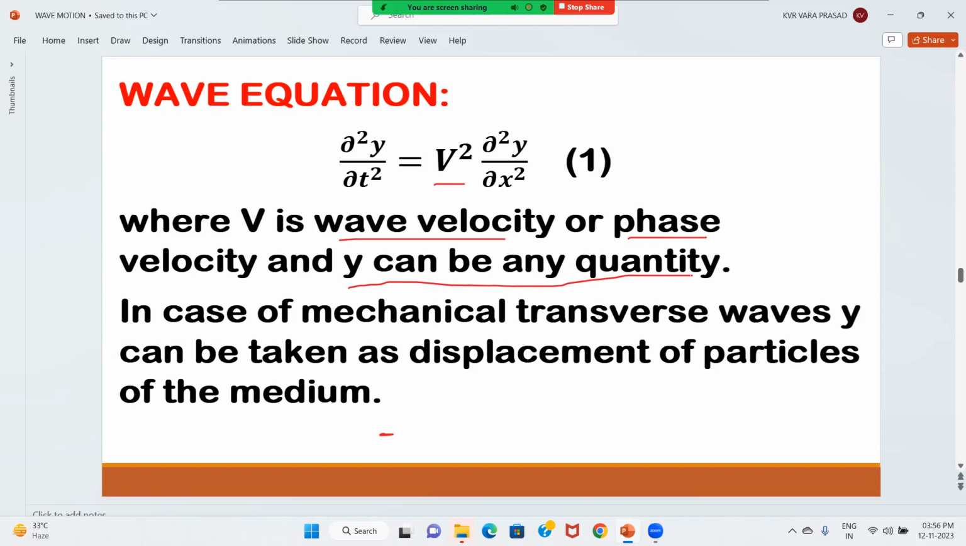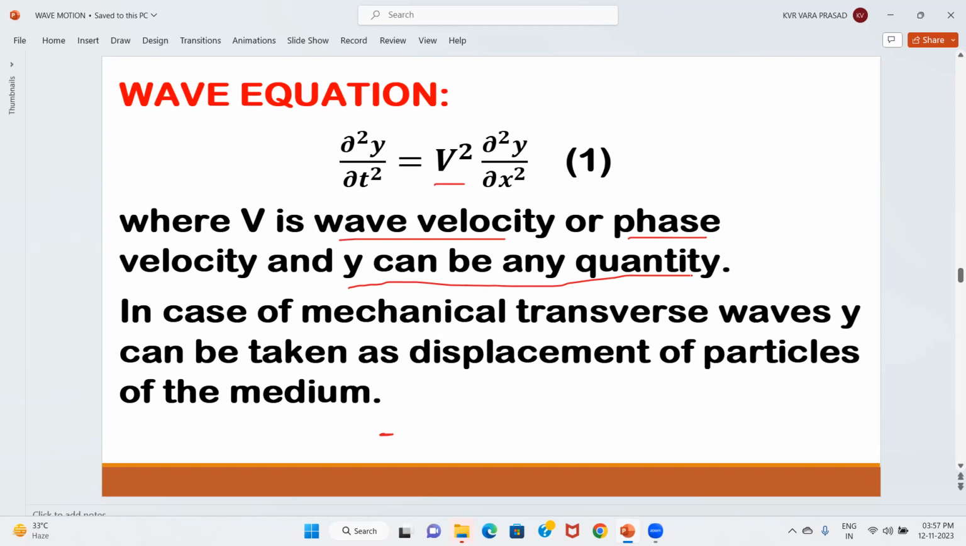For example, we are taking now sound. Sound propagates in a medium. So particles of that medium are oscillating. There we can take y to refer to the displacement of the particles of that medium. Or we can say when sound is propagating, the pressure of the medium changes from point to point, then y can represent the pressure of the medium from point to point.